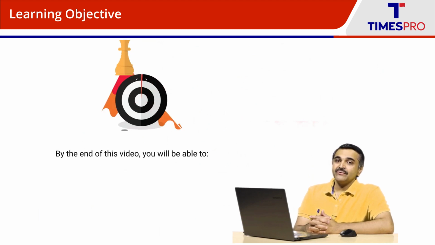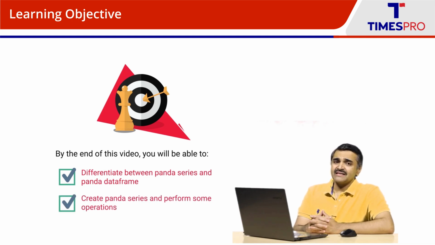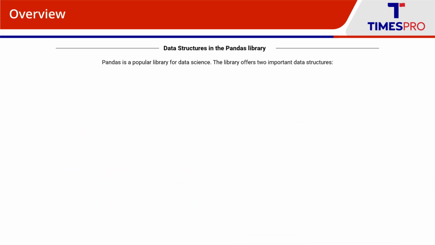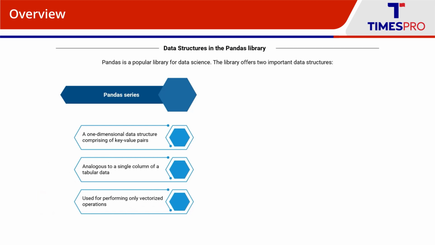By the end of this video, you will be able to differentiate between Pandas series and Pandas data frame, create Pandas series and perform some operations. Pandas is a popular library for data science used for data analysis. There are two important data structures offered by Pandas. One, Pandas series. It's a one-dimensional data structure comprising of key value pair. It's analogous to a single column of a tabular data. It allows vectorized operations to be performed.